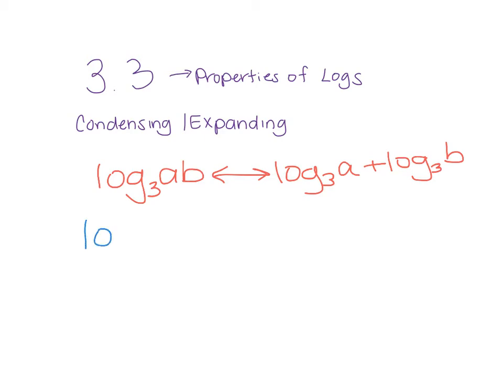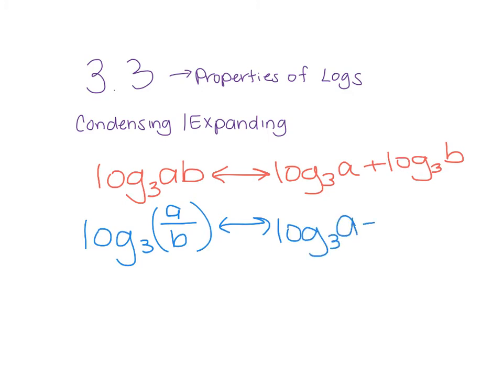Then you had the quotient property. So like log base 3 of a over b. Division becomes subtraction, or subtraction becomes division. Again, same thing. You can go to the right to the left or the left to the right.